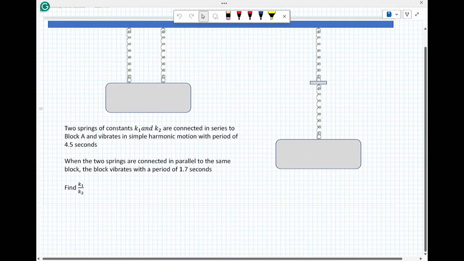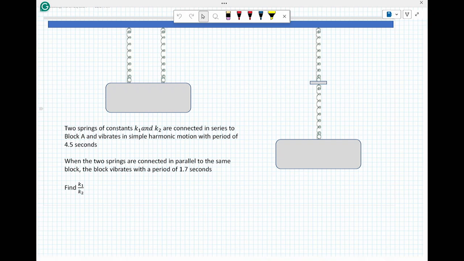So here I have two springs. They have a constant which is given as K1 and K2. And they're connected in series and parallel to block A. And block A is this thing right here, has a mass M.